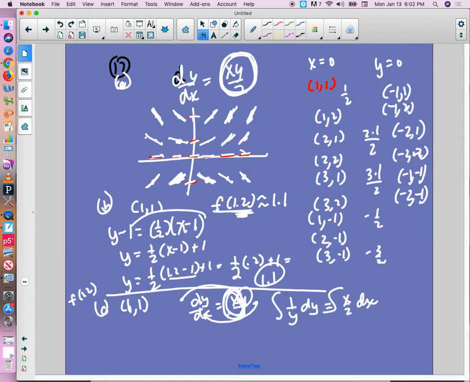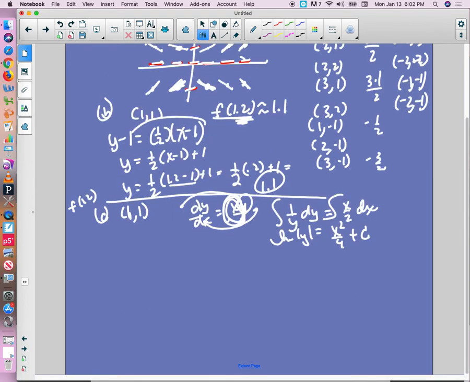Now integrate. You'll get used to this: ln y, and this one is x squared over 4 plus c if you do that carefully. Remember to add the plus c, which takes care of both constants. Now you're not through until you solve for y. So this gives me e to the x squared over 4 plus c equals y.